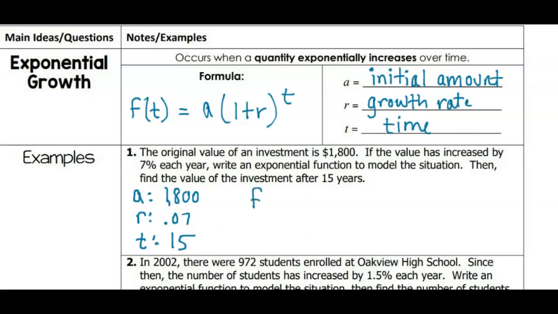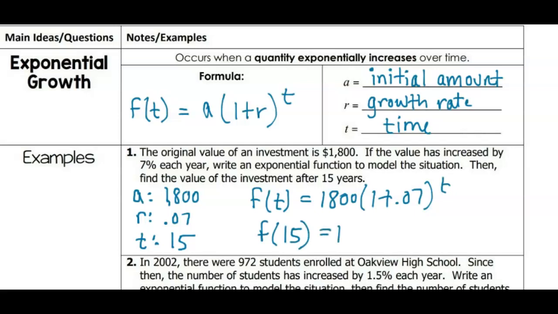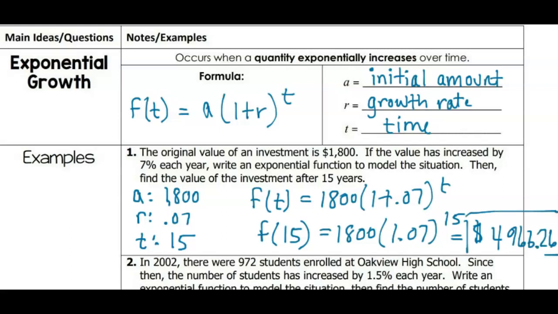So to just write out our function, we're just going to use the initial amount and the rate. And so we're going to write our 1800 multiplied by 1 plus 0.07, and then raise that to the t power. And then if we actually want to just find out what 15 years is, we can go ahead and just adjust that growth rate to, instead of writing it as 1 plus, just go ahead and write it as 1.07. So you could just type it in on your calculator this way, and we'll find that this is going to be $4,966.26.